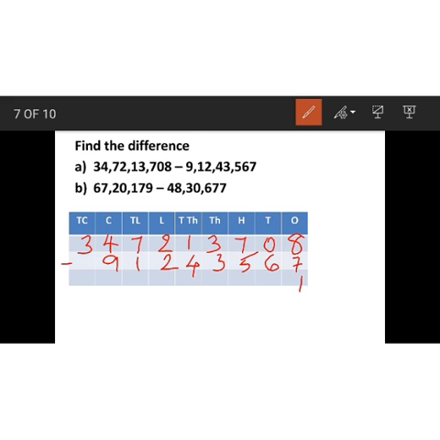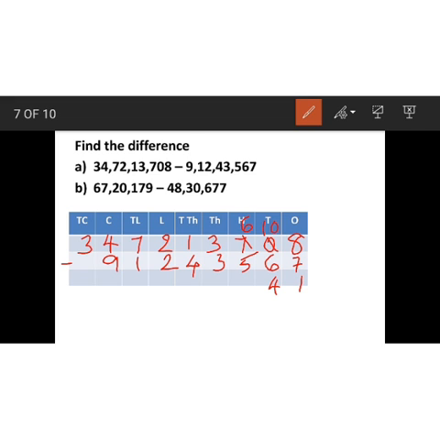Now look at the next one. 0 minus 6, it can't be done. So we'll borrow from the hundreds place. So here it will become 6 and here it will be 10. So 10 minus 6 will get the answer as 4.